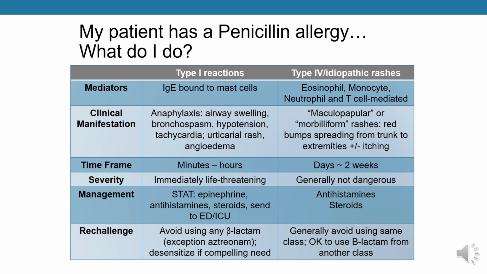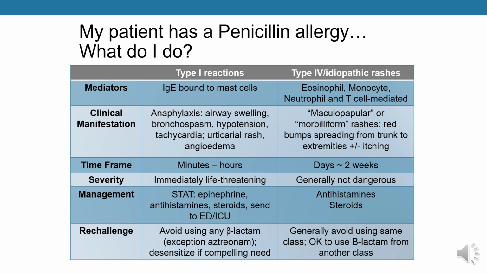There are 4 different types of allergic reactions that you might encounter in clinical practice, but we're only going to focus on type 1 and type 4 briefly today. Type 1 reactions are the most concerning just because they include anaphylaxis. These reactions typically occur in minutes to hours, so relatively quick. And patients who have true anaphylactic reactions will need to avoid beta-lactams, excluding aztreonam.